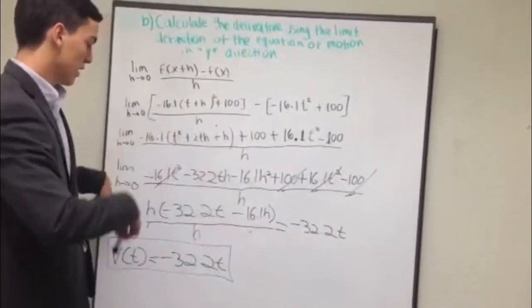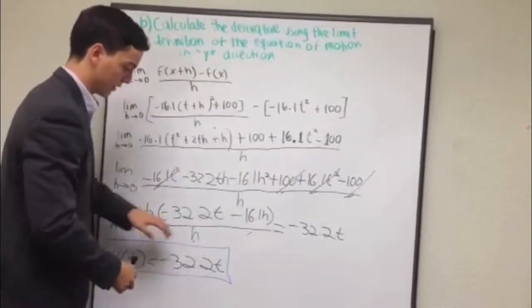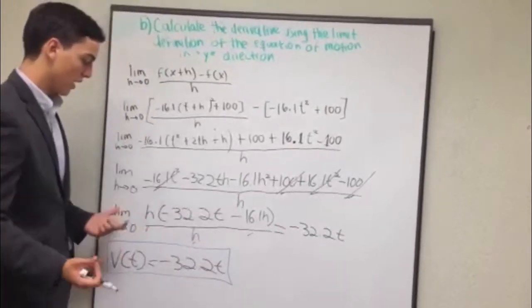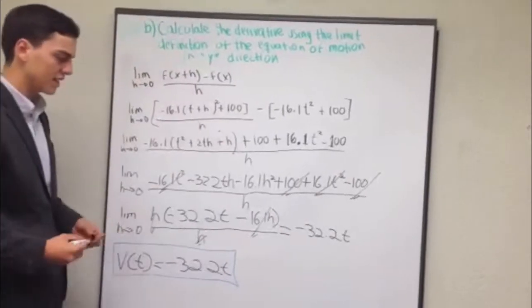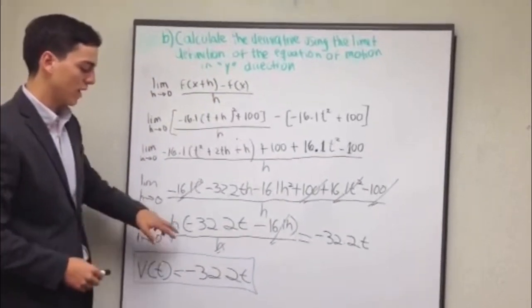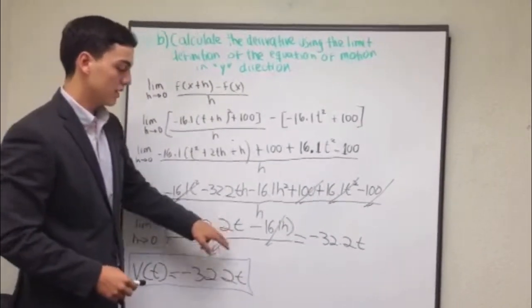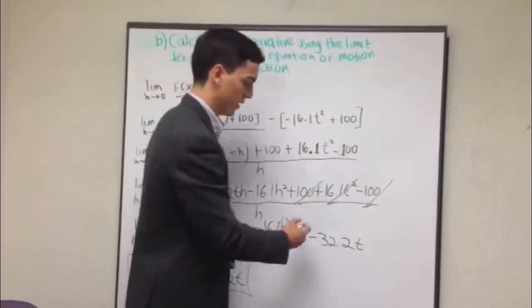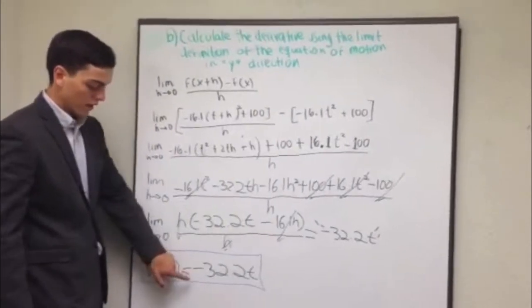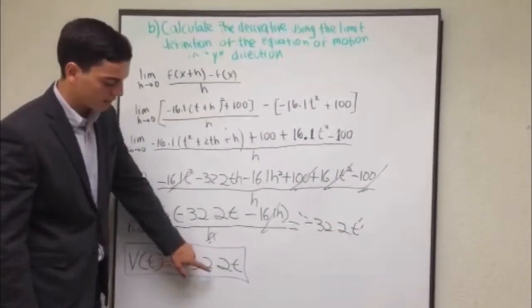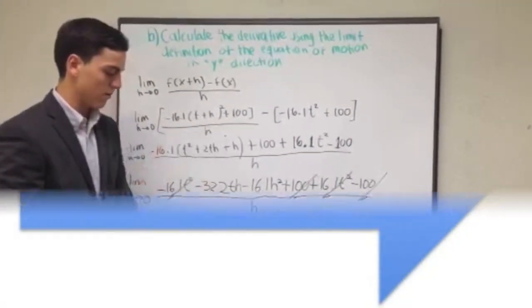And we go to the next step. We have h and h, and that is the same. So the only answer that we have is minus 32.2 t. So this is the answer here, and the velocity in time is equal to minus 32.2 t.